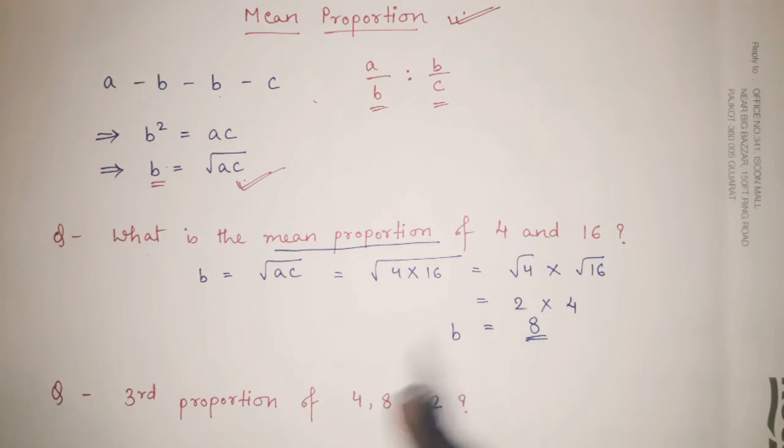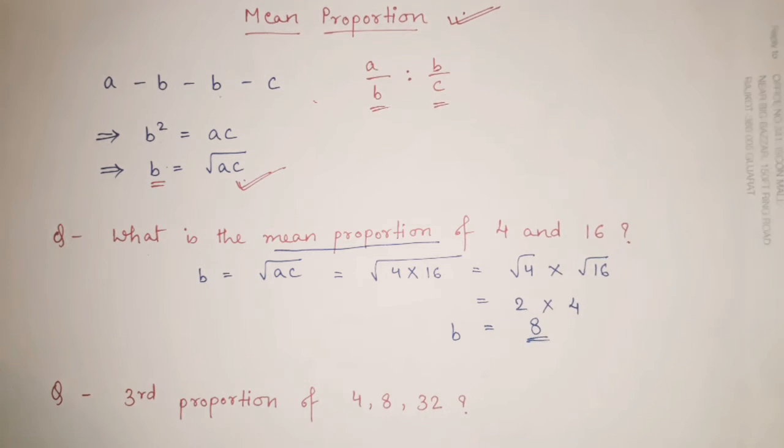Fine. Okay, see the next question. Third proportion of 4, 8, 32 is equal to question mark.